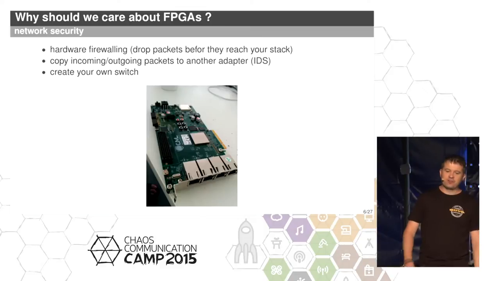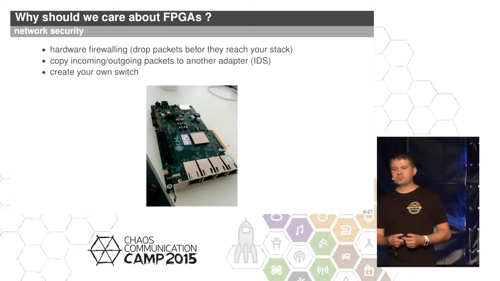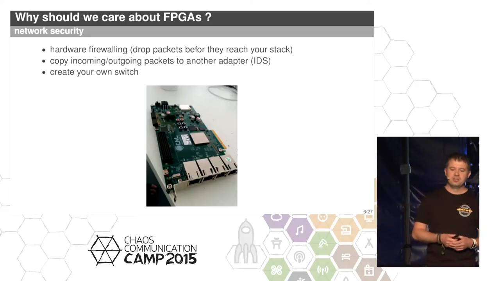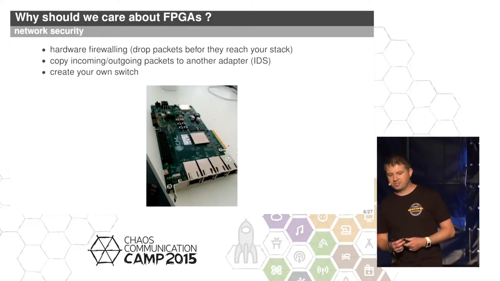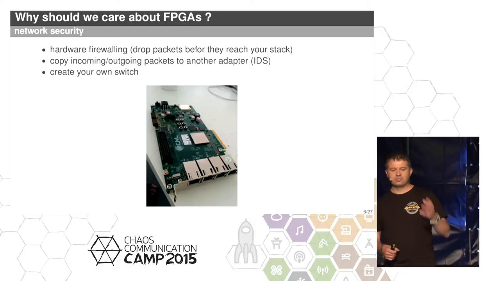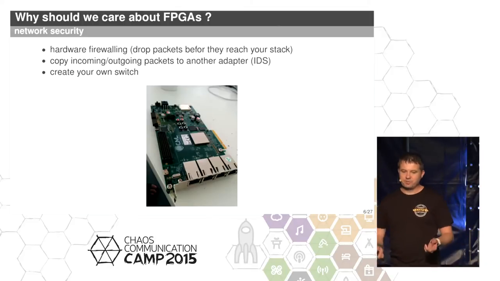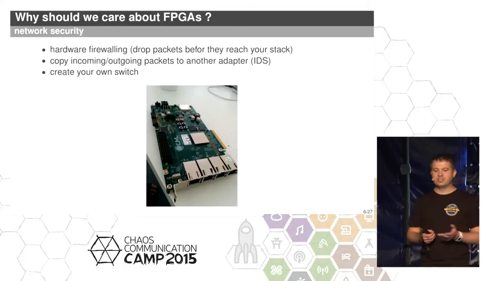Another thing I try to do at home is hardware firewalling, for example, in network security. You can use the FPGA, for example, in the picture you see, it's a 4-port, 1-gigabit Ethernet board with an FPGA on it, and you can do hardware firewalling. You drop packets before they reach the stack inside your computers, so nobody can smash your TCP/IP stack, and you can copy incoming or outgoing packets to another interface where you can run your intrusion detection system. Or you can create your own switch.